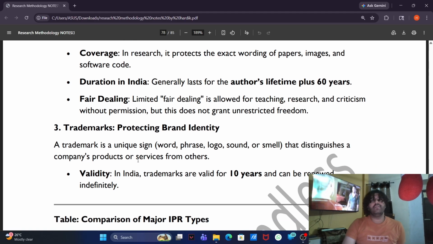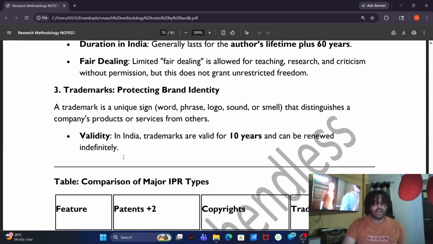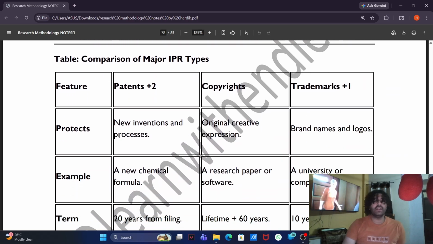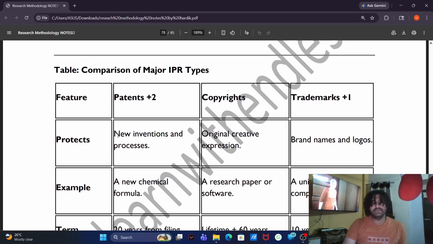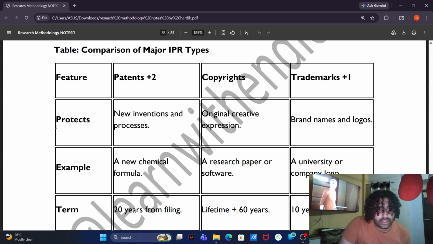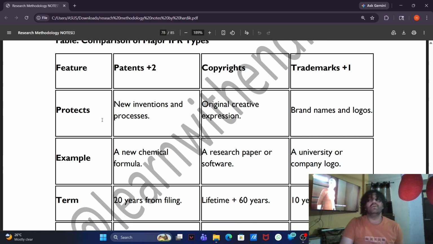Trademarks. Protecting brand identity. A trademark is a unique sign, word, phrase, logo, sound, or smell that distinguishes a company's products or services from others. In India, trademarks are valid for 10 years and can be renewed indefinitely. Here's a table of major IPR types and their features: protects, example, term, granting body. Let's go through them one by one. Patents protect new inventions and processes; copyrights protect original creative expression; trademarks protect brand names and logos.